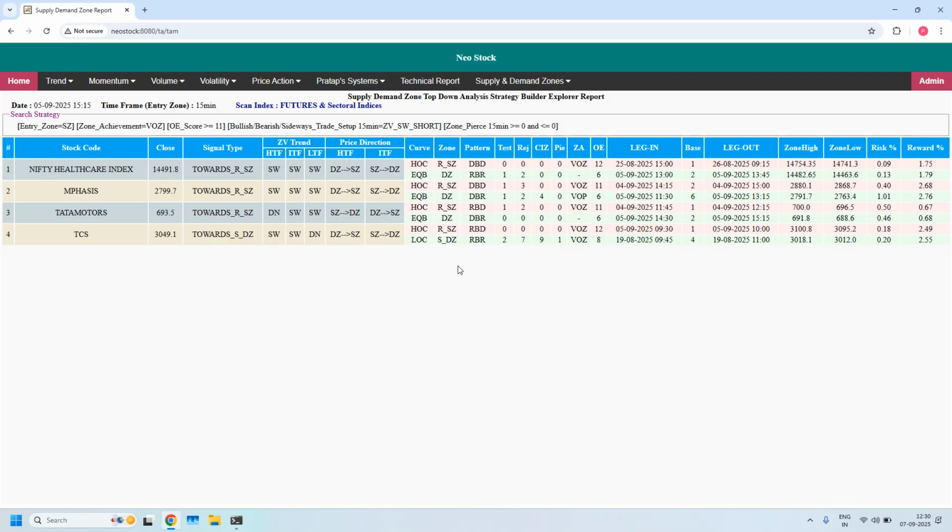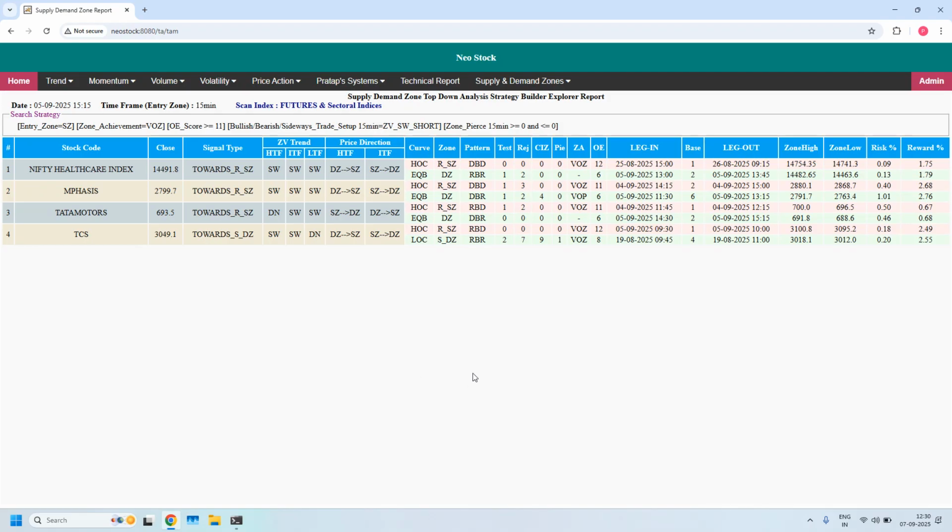But you should plan your trades only if lesson 30.3 checklist items are satisfied. Otherwise, there are higher chances of zone violation in those supply zones, 15 minute supply zones. Okay, this is about the sideways short trade setup for daily income trade.